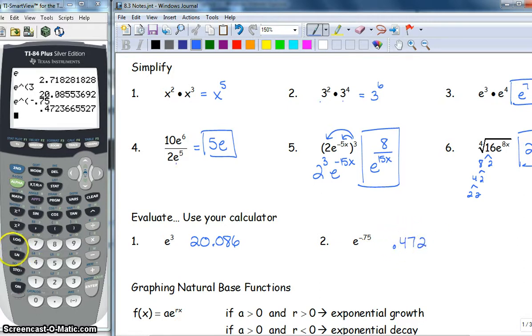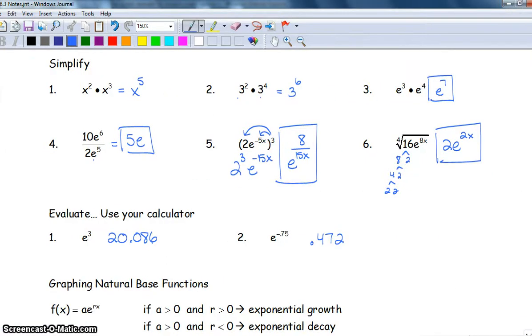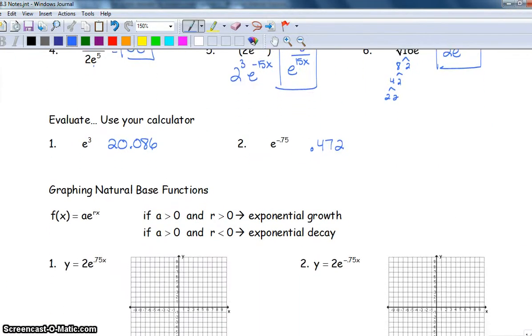And just know where your natural log button or where your E button is. I would not use this one. If you did use this one, second division, then you'd have to put the caret and the parentheses yourself. So that one does all the work for you. Alright, so back to our note sheet.